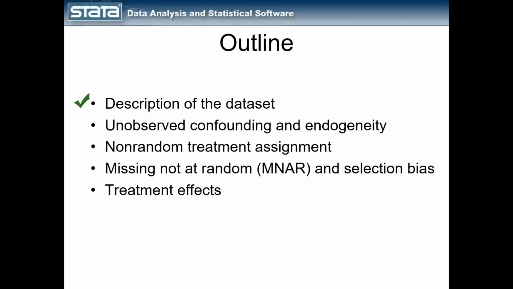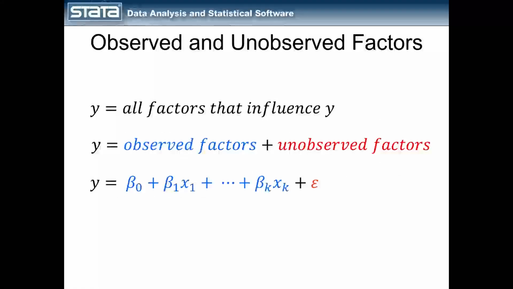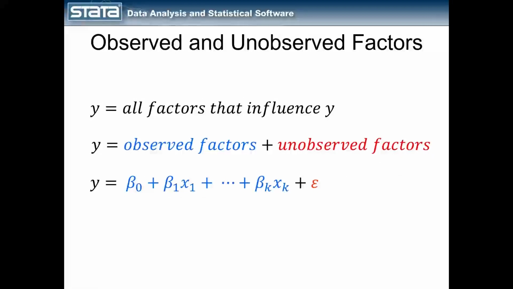So the first thing I want to talk about is unobserved confounding and endogeneity, which it sounds like I don't need to because you guys already know this stuff, but let's review it anyway. So let's zoom way out and talk about regression from first principles. Forget about GPA for a moment. Let's just talk about some arbitrary variable y.